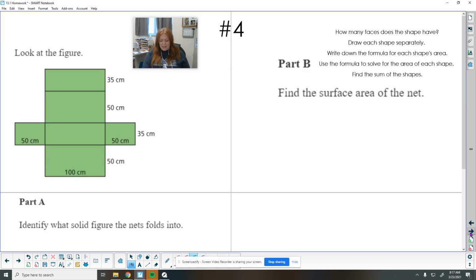So number 4 has a shape that looks like this. And when we fold it up, we can see it's got 4 rectangles. When we know they're rectangles, that makes a prism. Triangle sides make a pyramid, but rectangles make a prism. Sorry, I forgot the word.